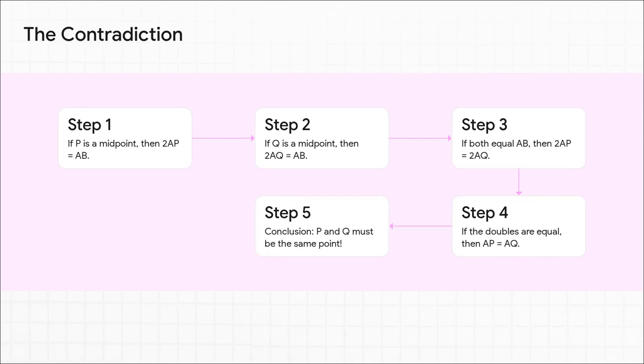Okay, follow the logic here. If P is a midpoint, we know from our last proof that 2 times the length of AP equals the whole line AB. Got it. But if Q is also a midpoint, then the same logic applies. 2 times AQ must also equal AB. Now here's the kicker. If 2AP and 2AQ both equal the same thing, AB, then they have to be equal to each other. And if the doubles are equal, well, the original segments AP and AQ must be equal too.